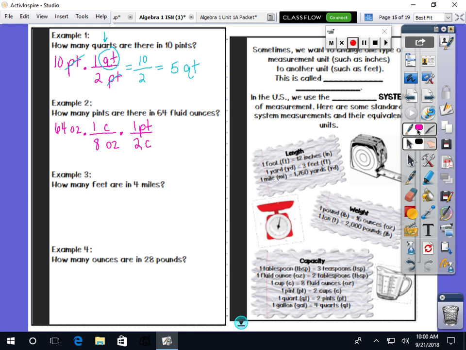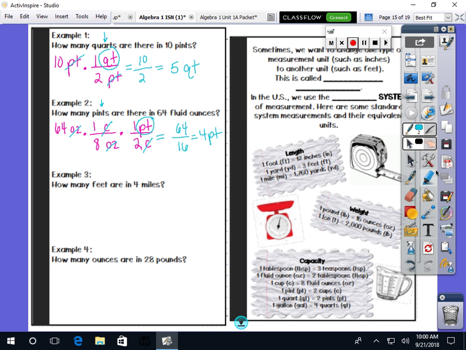Okay, now that we've made it to our unit that they want us to get to, pints, we can stop our conversion chain and simplify. Ounces and ounces cross each other out, and so do cups and cups. And now you just multiply straight across the numerator, straight across the denominators. 64 times 1 times 1 is 64. 8 times 2 is 16, and what is 64 divided by 16? 4, and then remember that's pints because that's all that was left that didn't cross out. So there are 4 pints in 64 fluid ounces.